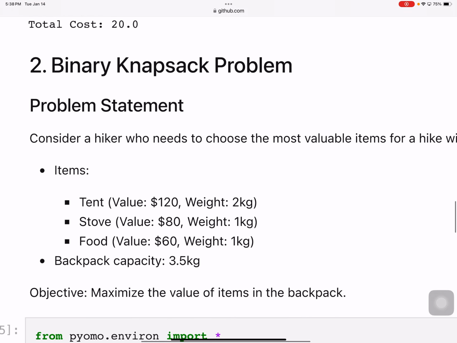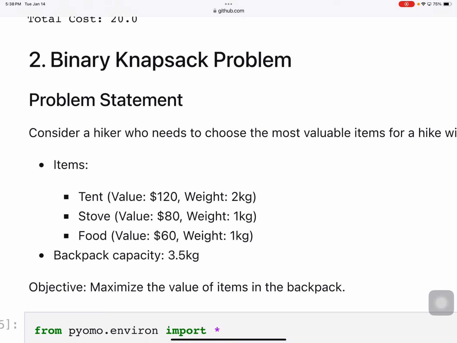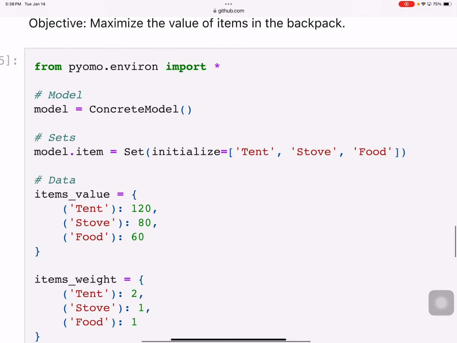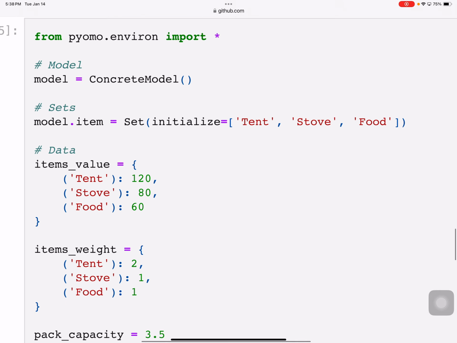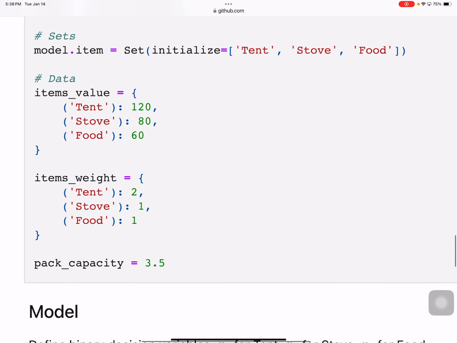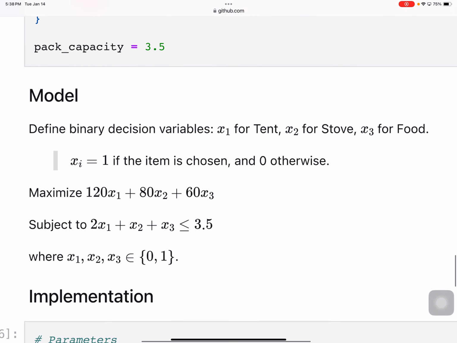So then the second example is a binary knapsack problem. I won't go into the details of it. It actually follows exactly the same procedure. You define the model, the sets, define the data using dictionaries. Then, of course, here, the model has 3 binary variables, x1, x2, and x3.